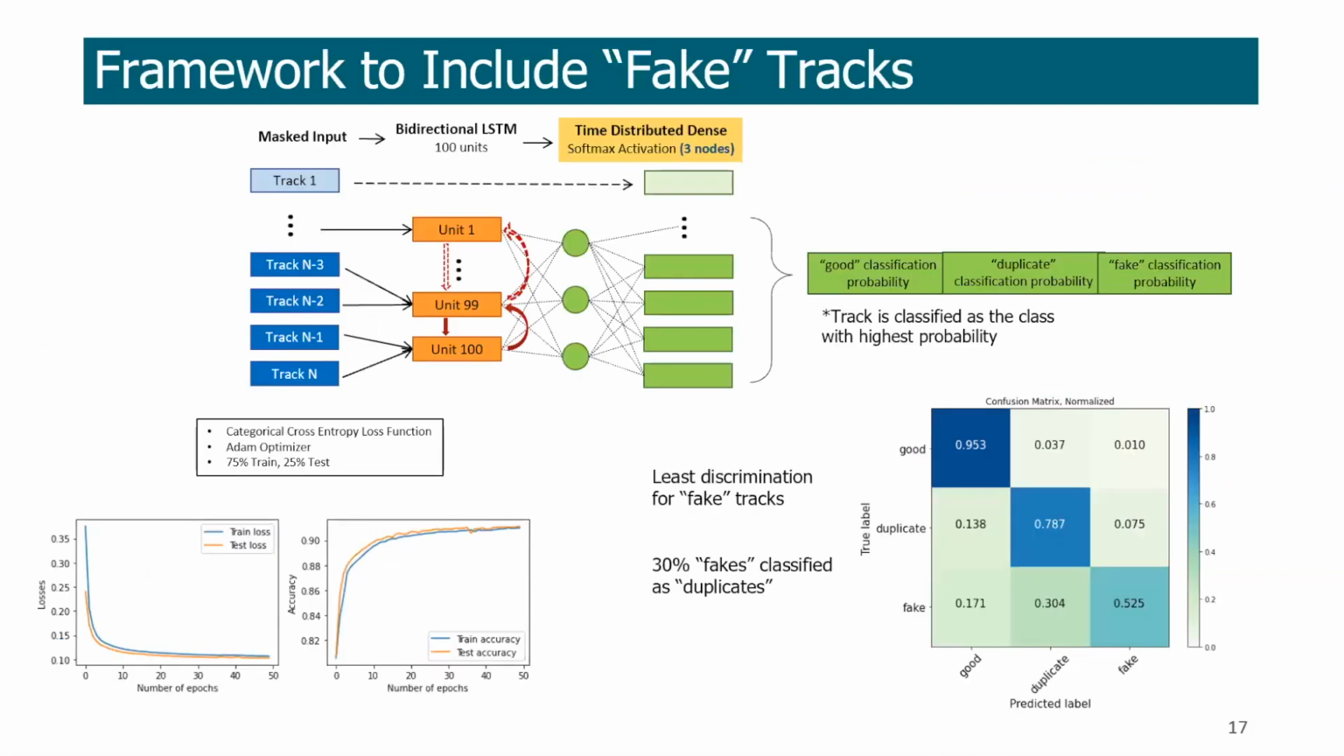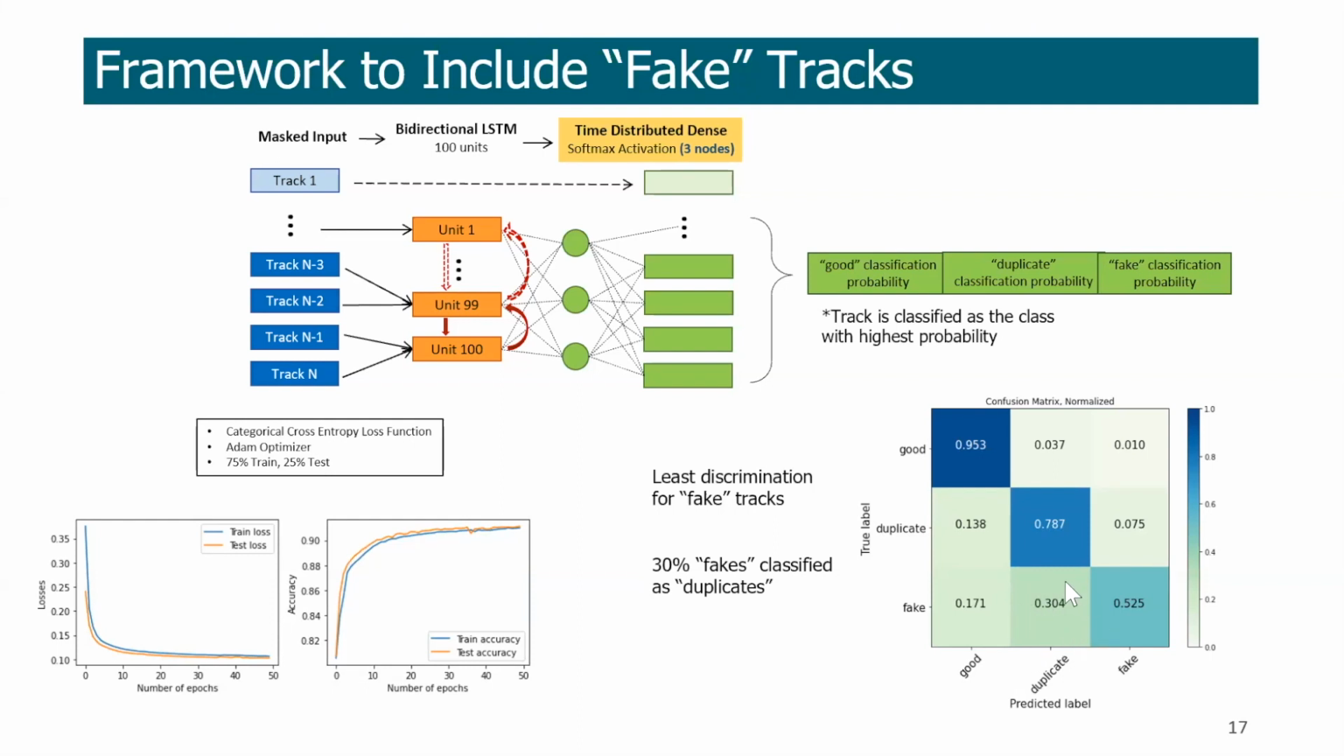So similar to the neural net, I also aim to extend this architecture to handle fake tracks by altering the time distributed wrap dense layer to have 3 nodes to return a matrix of values, the probability that a track belongs to each of the 3 classes for each of the input tracks. And looking at the confusion matrix, you can see again in the bottom row that this architecture has the least ability to recognize fake tracks, labeling approximately 30% as duplicates.